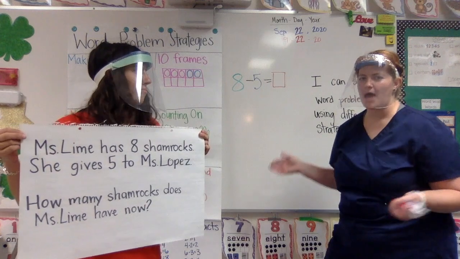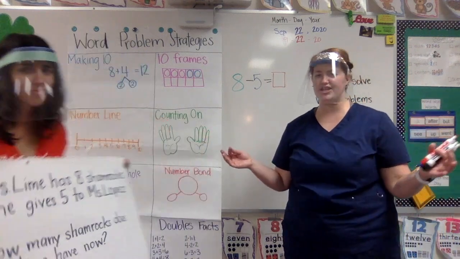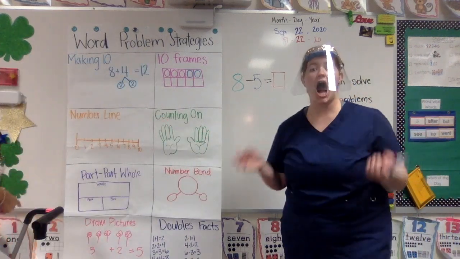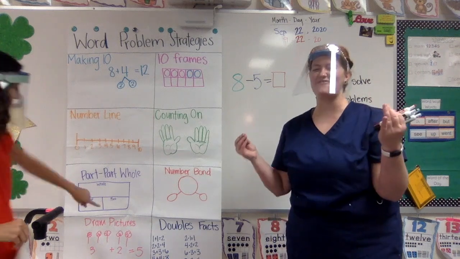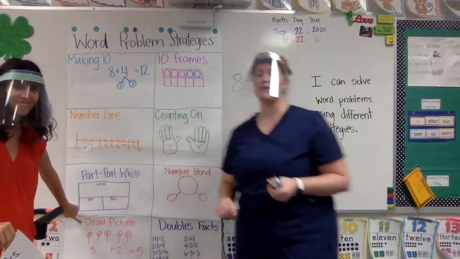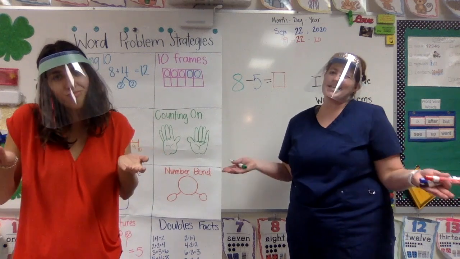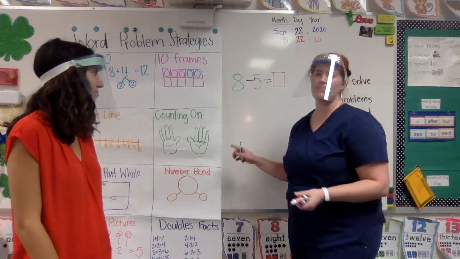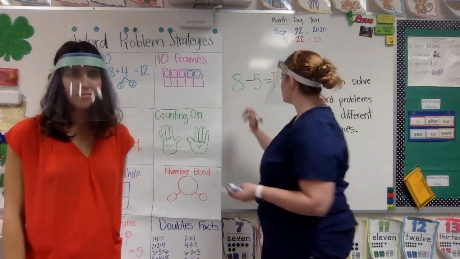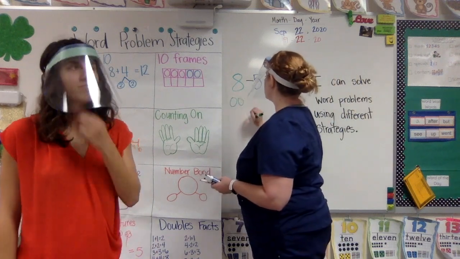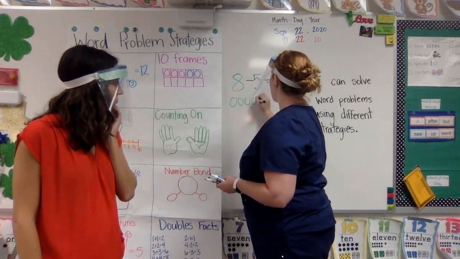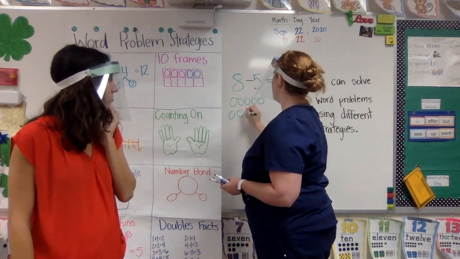My problem is set up. I'm going to choose a strategy now. Let me look at, you know what? I'm going to draw a picture. I love that strategy. I'm going to choose my draw a picture strategy. I'm just going to draw a circle because it doesn't really matter what my picture looks like. But I know I start with 8. So I'm going to draw 8 circles. 1, 2, 3, 4, 5, 6, 7, 8.